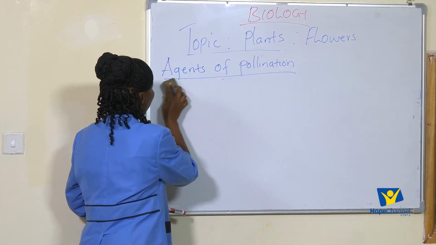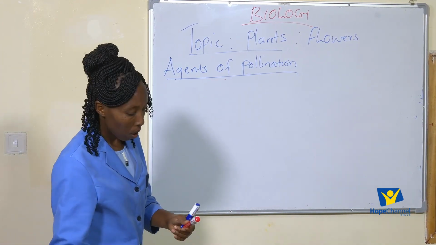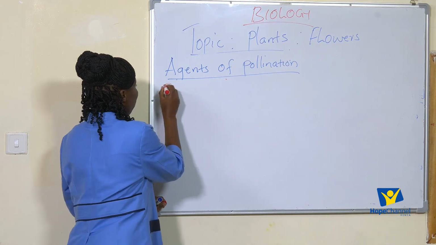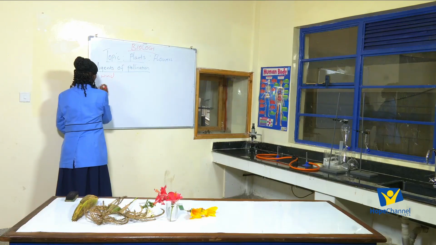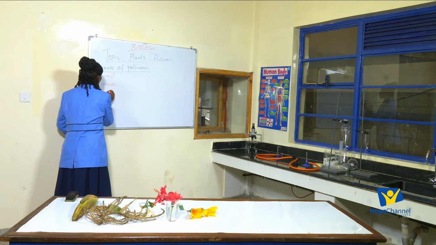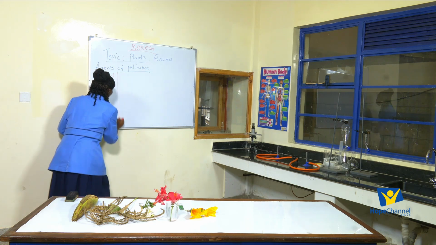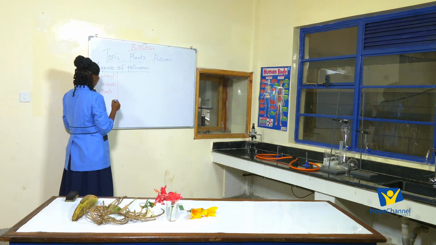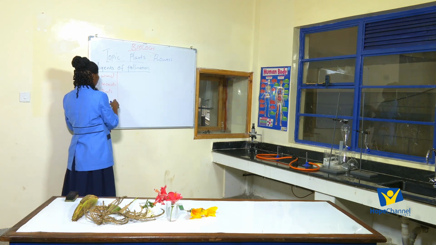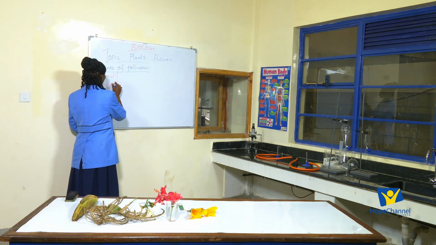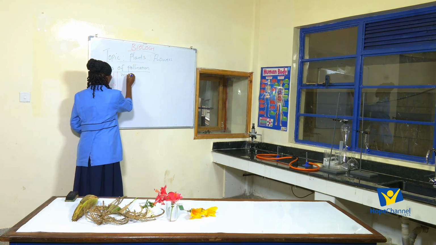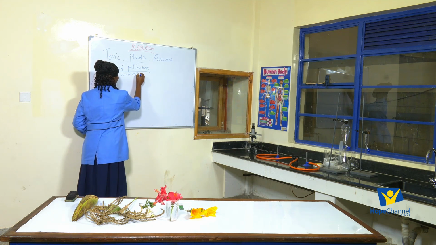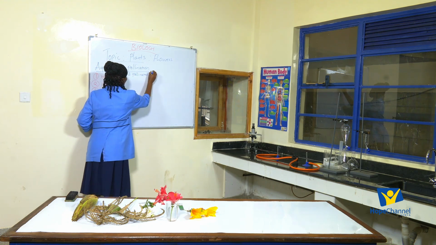So we said number one, we have wind, number two, insects, and number three, we have birds. So we want to discuss those adaptations of flowers to their agent of pollination. So we start with wind-pollinated flowers.